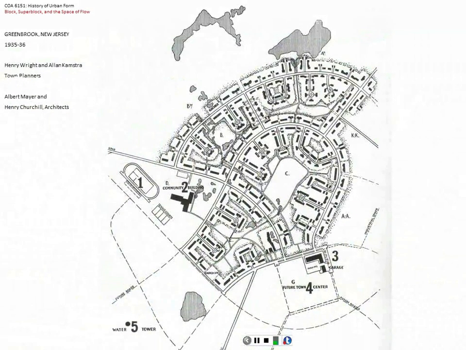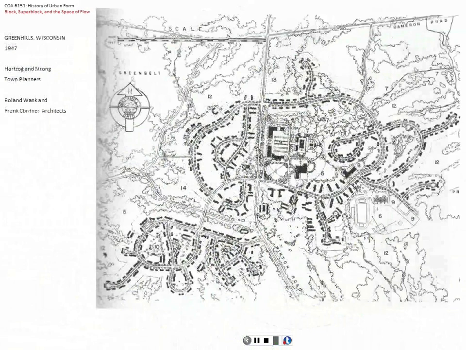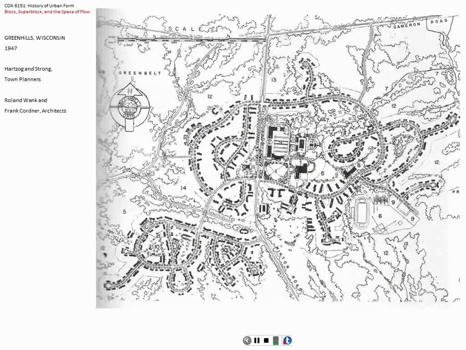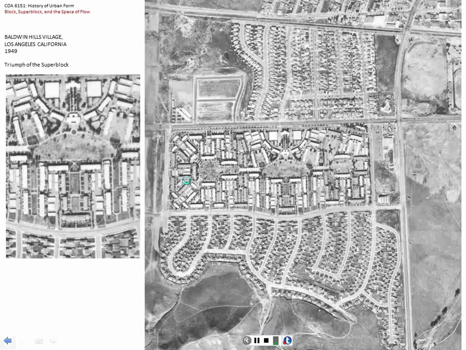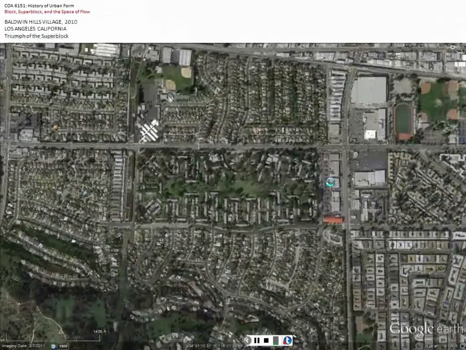Greenbrook, New Jersey. Green Hills, Wisconsin. And then finally, Baldwin Hills. I'm fascinated by Baldwin Hills because of the grain of the development, which is extremely large, extremely coarse. There you see it in a Google Earth image.